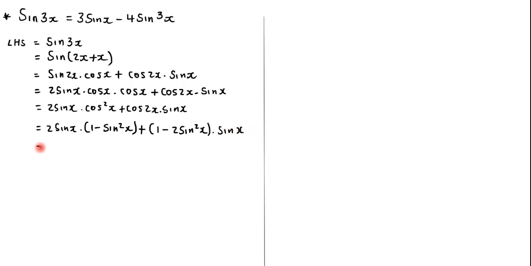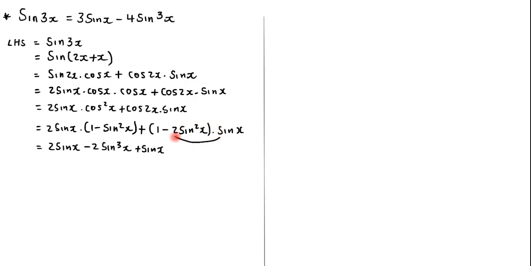From here I'm going to multiply 2 sine x with 1, which gives me 2 sine x, and then 2 sine x with minus sine squared x is going to give me minus 2 sine to the power of 3x. Then here I have this sine x, I'm multiplying it with 1, so it gives me sine x, and then this sine x again I multiply it.